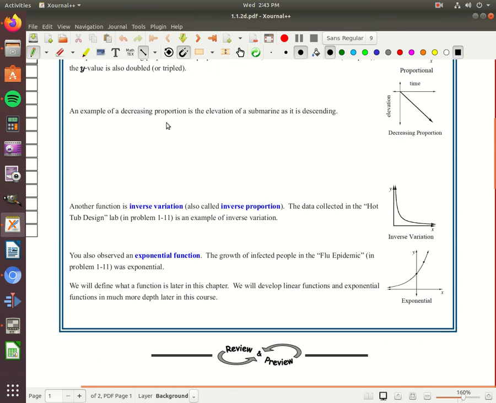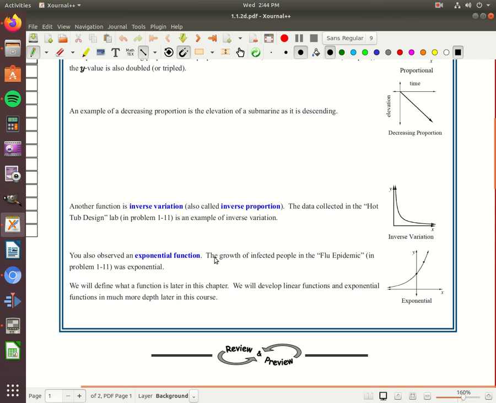You could also have something decreasing, right? That curve that we had actually looked more like this inverse variation or this inverse proportion, the hot tub, right? But it's clearly going down. But we're going to call it proportion. The data collected in the hot tub is an example of inverse variation. As the x goes up, the y goes down. As the x goes down, the y goes up. So they are inversely proportional.